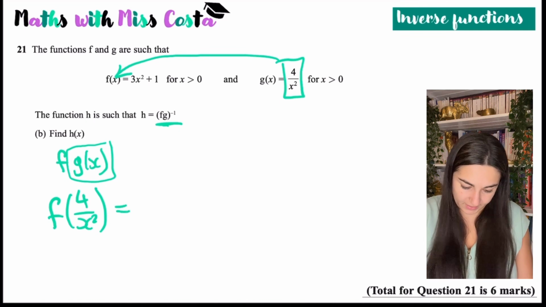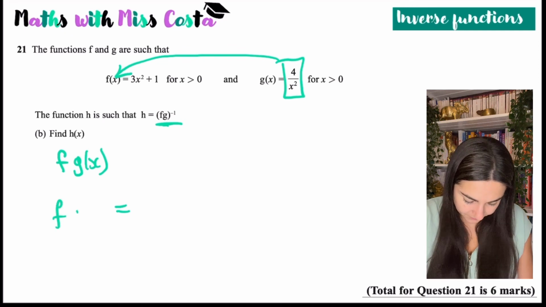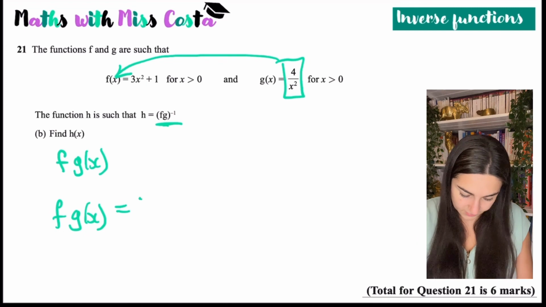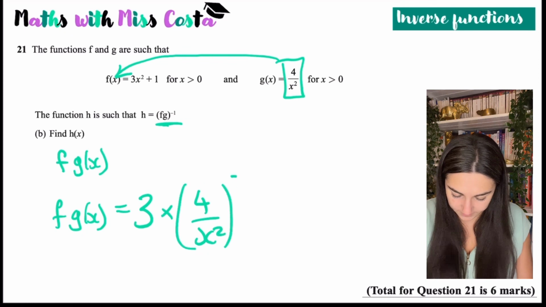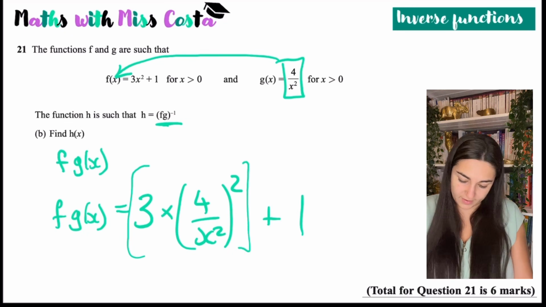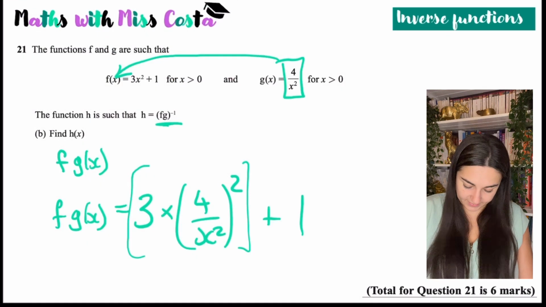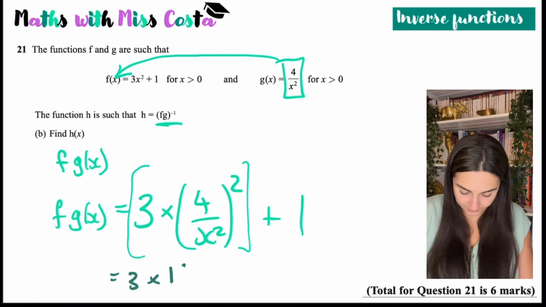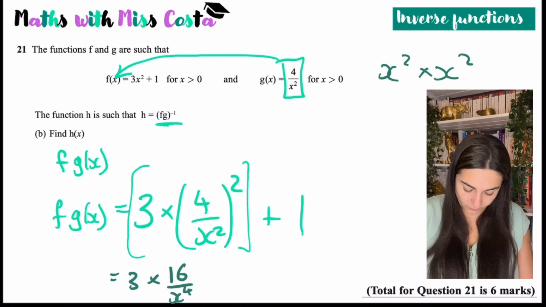Okay, so f of g of x would be 3 times 4 over x squared, plus 1. So this bit is obviously its own little thing. So let's deal with the square bit first. So over here, that would be 3 times 4 squared would be 16, and x over 2 squared means times by itself. So that would be x to the power of 4. And then you'd add 1.